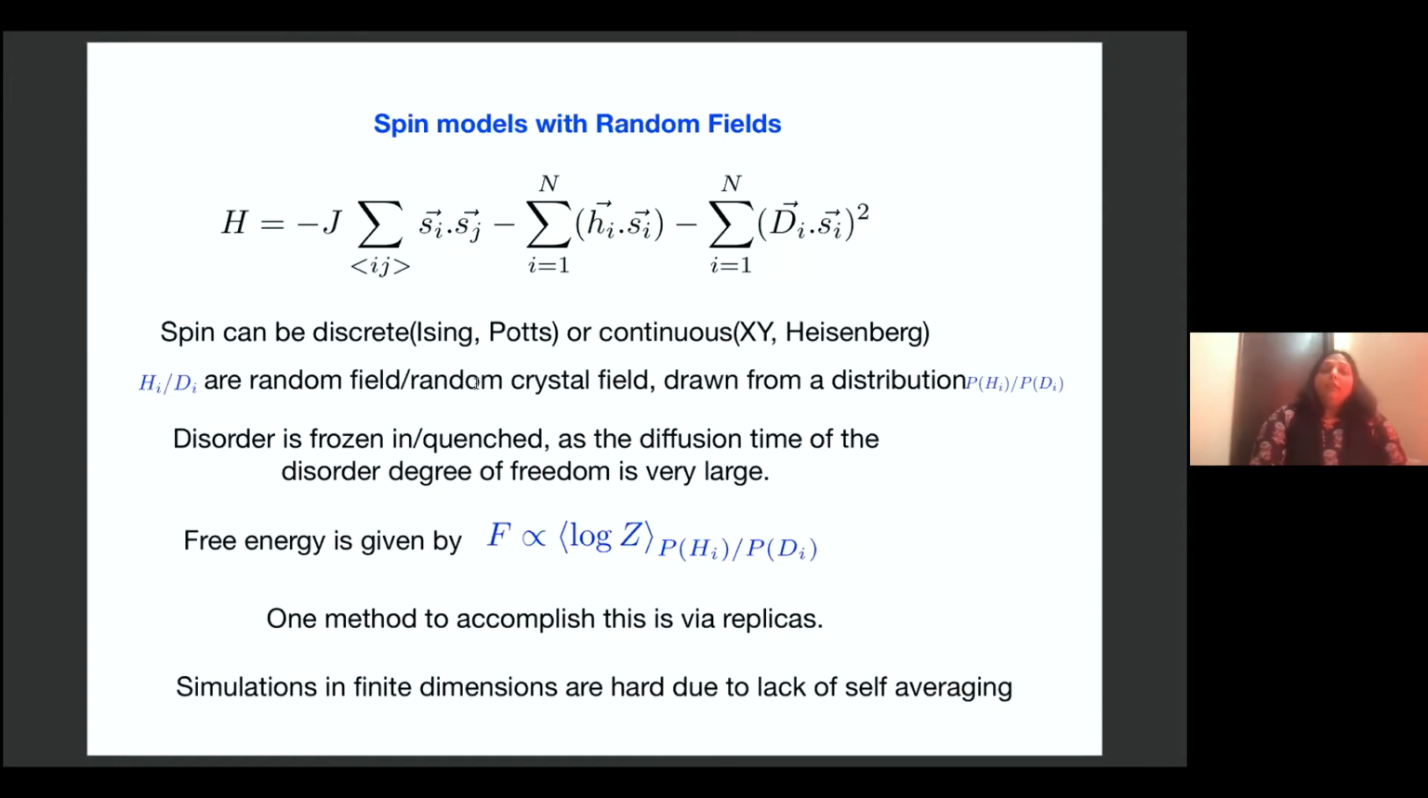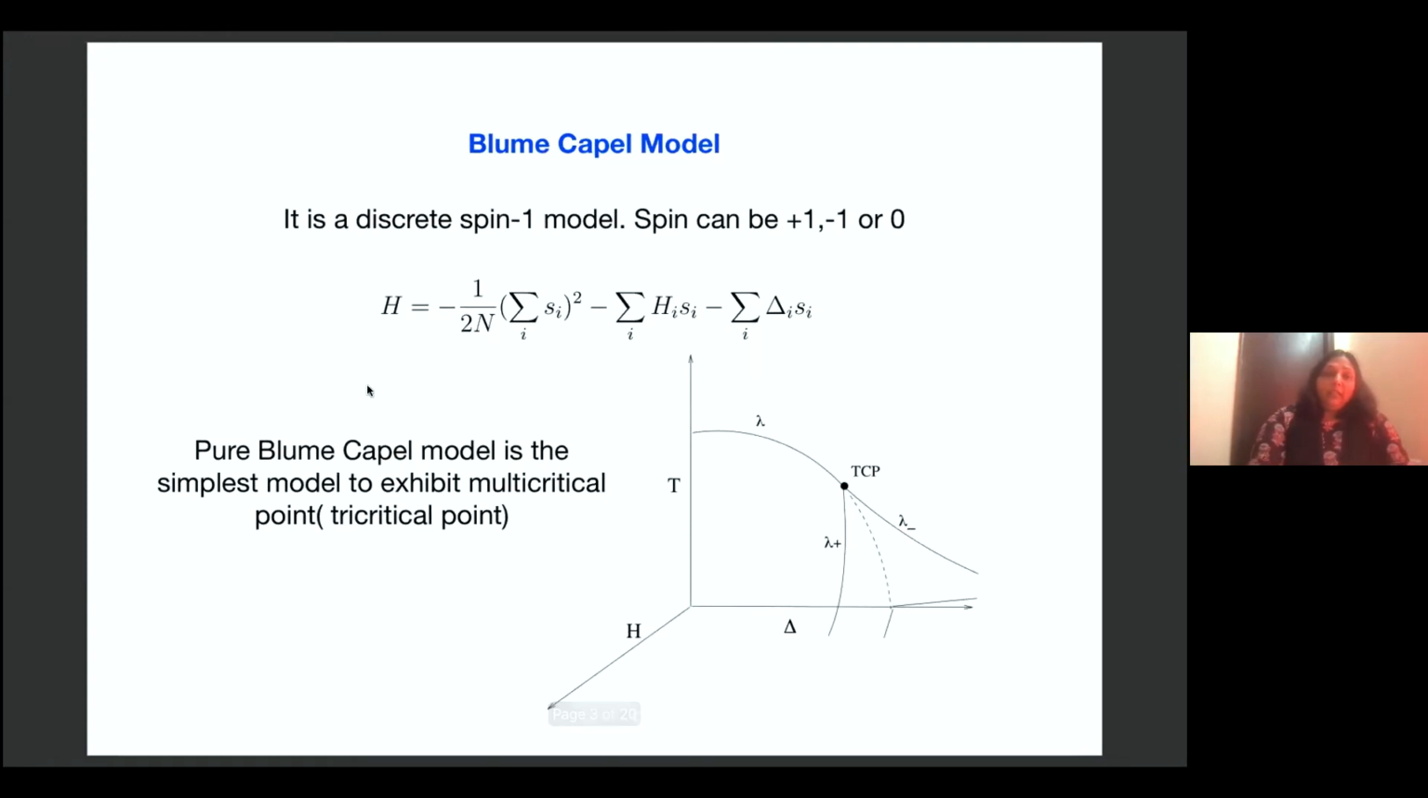So I'll be talking of two systems. One is the spin-one system, which is the Blume-Capel model, and the XY system, where the spin S is an XY spin. So let me first talk about the Blume-Capel model and the results that we get for the disorder averaging in this case.